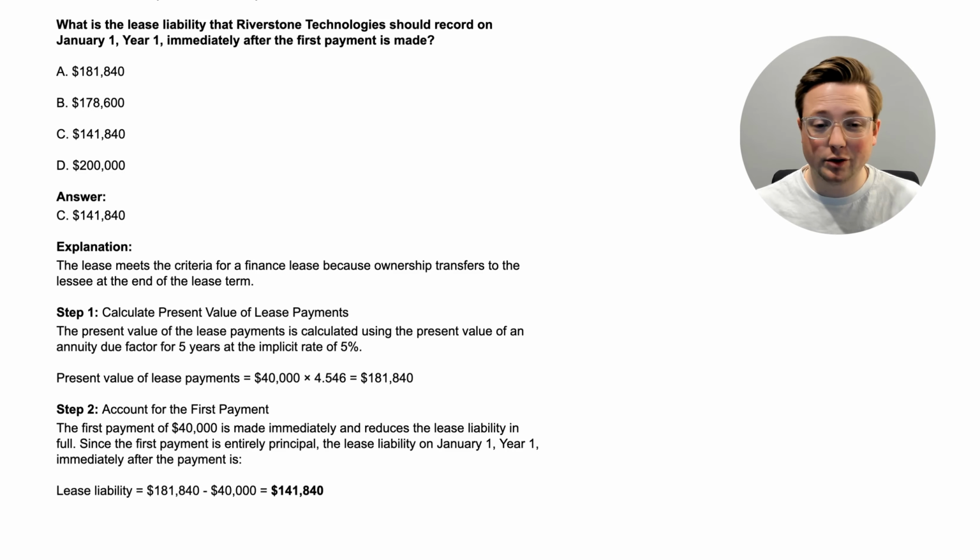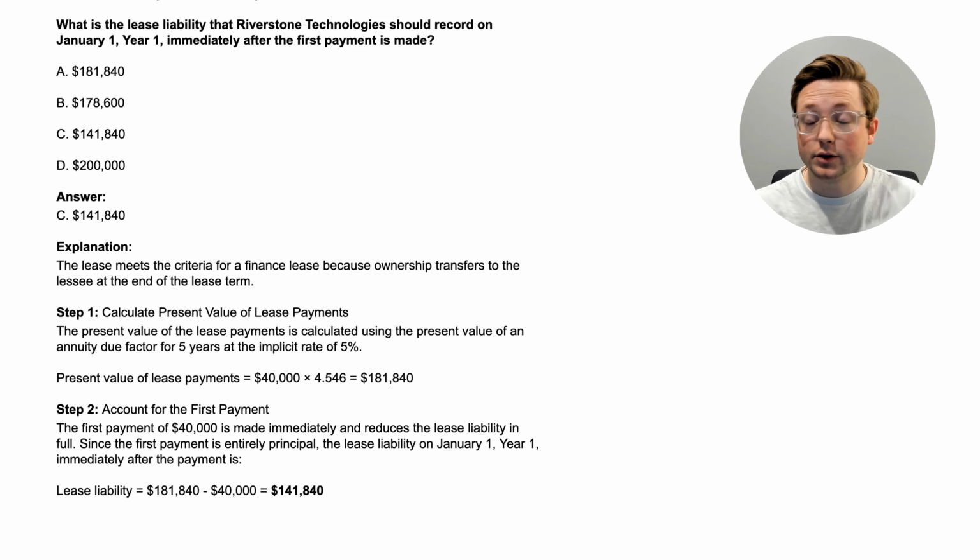Now we go to the next step, which is taking into account the first payment. And you might be wondering, how does this work? It's actually pretty straightforward. The first payment of $40,000 is made immediately and reduces the lease liability in full. Since the first payment is entirely principal, the lease liability on January 1st, year 1, immediately after the payment is $181,840 less the $40,000 payment. The full $40,000 payment reduces it, so the lease liability is actually $141,840. We haven't even taken into account any interest or anything like that because they immediately paid it on the first day of the loan.